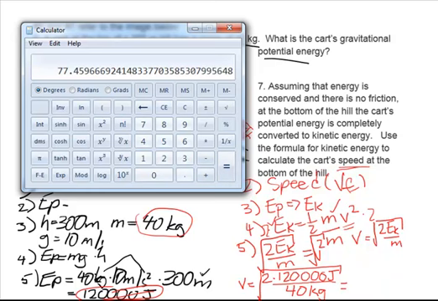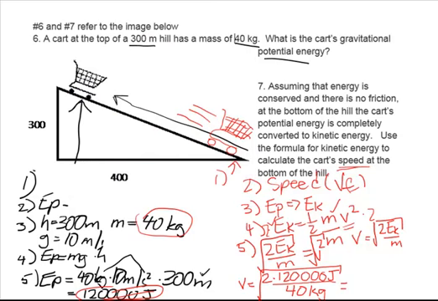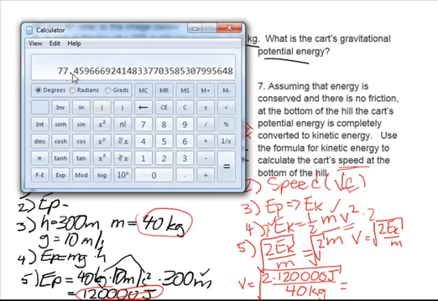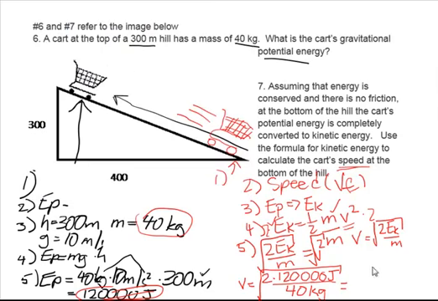I get 77.5 meters per second. Now the calculator tells me the number, but the units I'll have to figure out myself. Meters per second.